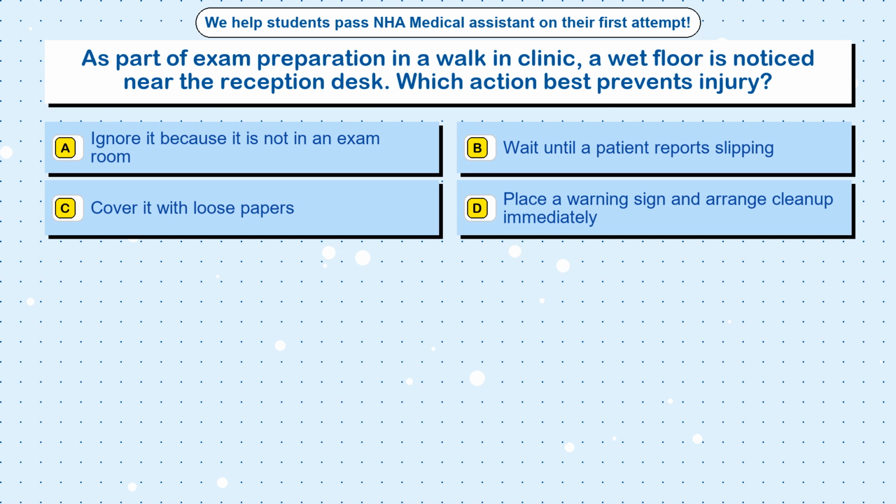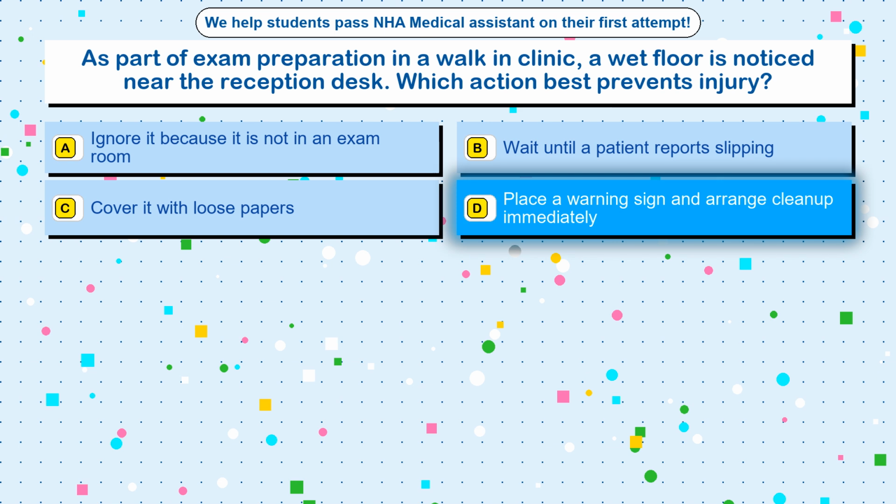Question 46. As part of exam preparation in a walk-in clinic, a wet floor is noticed near the reception desk. Which action best prevents injury? Option A. Ignore it because it is not in an exam room. Option B. Wait until a patient reports slipping. Option C. Cover it with loose papers. Option D. Place a warning sign and arrange cleanup immediately. The correct answer is option D.